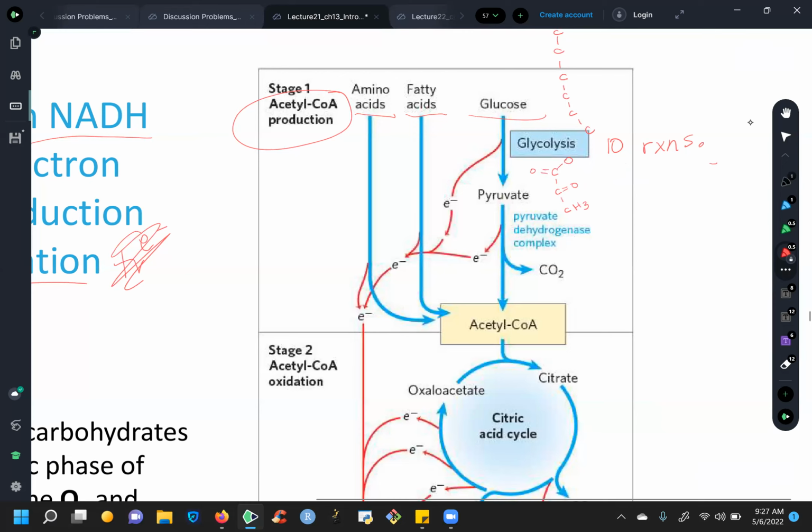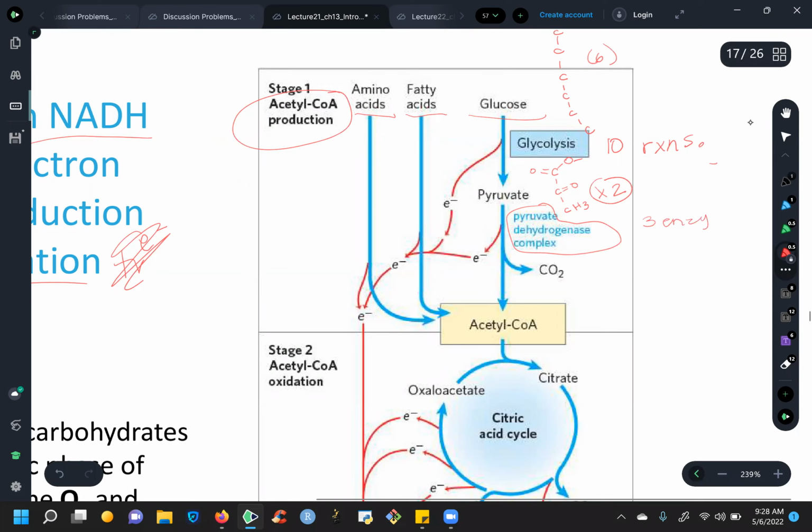You should be able to recognize the structures. So times 2. Glucose was a 6-carbon sugar, and after the 10 glycolysis reactions, you ended up with 2 pyruvate molecules. And then we had the pyruvate dehydrogenase complex. This one's really important to learn. Pyruvate dehydrogenase complex. This is a huge complex with 3 enzymes and 5 cofactors.